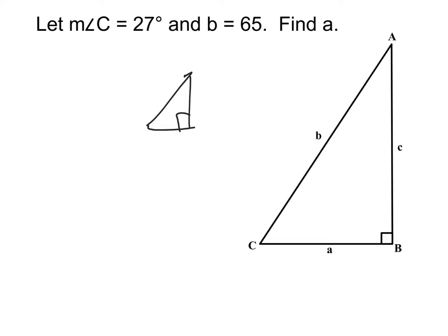So first of all, I'm told that the measure of angle C, by the way, that little M in front of the angle just means the measure of angle C. So the measure of angle C is 27. I would then go over here and label that as being 27 degrees on my paper. Okay, and then side B is 65. So I'd then go over and label that side as being 65. And it's asking me to find A, so I would then label where A is.